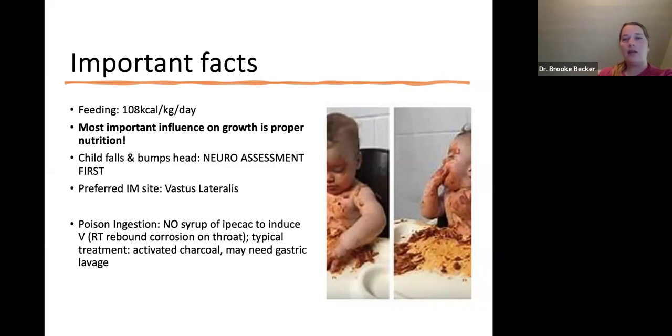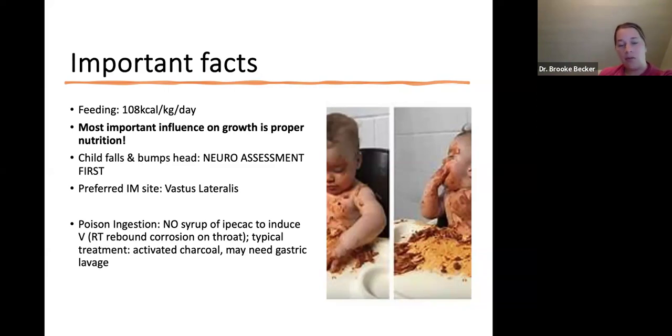Okay. If a kiddo falls and bumps their head, the first thing to do is your neuro assessment. So try to prioritize things as you're doing your HESI. A lot of the answers will seem like they're all right, but the question usually is looking for your priority answer. So make sure you're picking the priority answers unless it's asking for another answer.